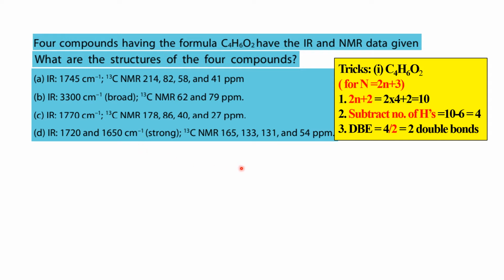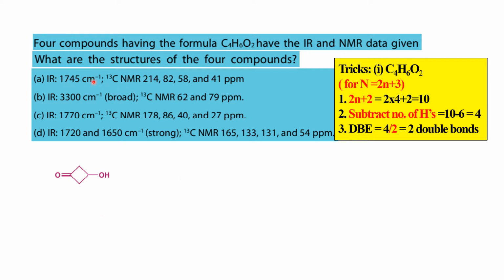And these 2 double bonds show that one may be a double bond or it may be one ring. That is also considerable. See here, we are going to do the trial method. This is only C4, so we can do the trial method. 2 double bonds, as I said, so one is a double bond and another one is a ring.